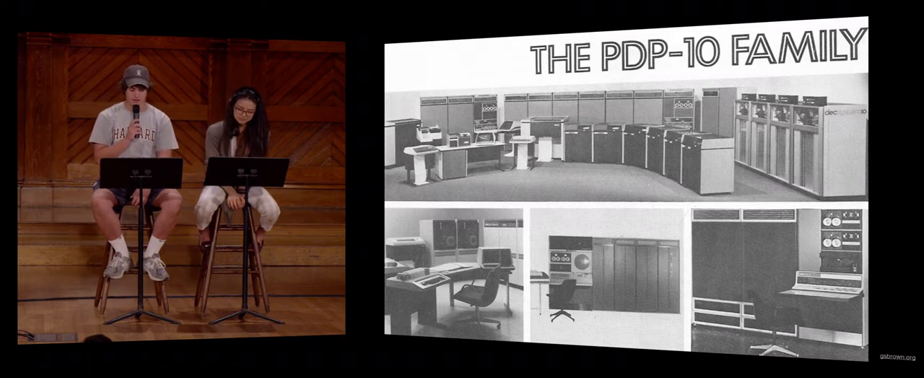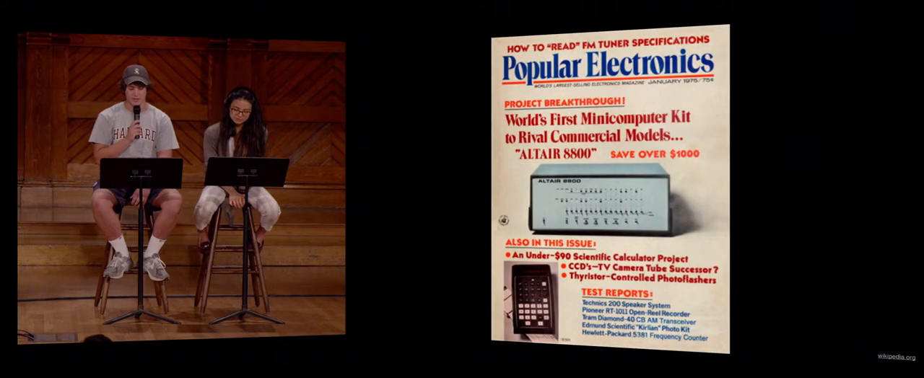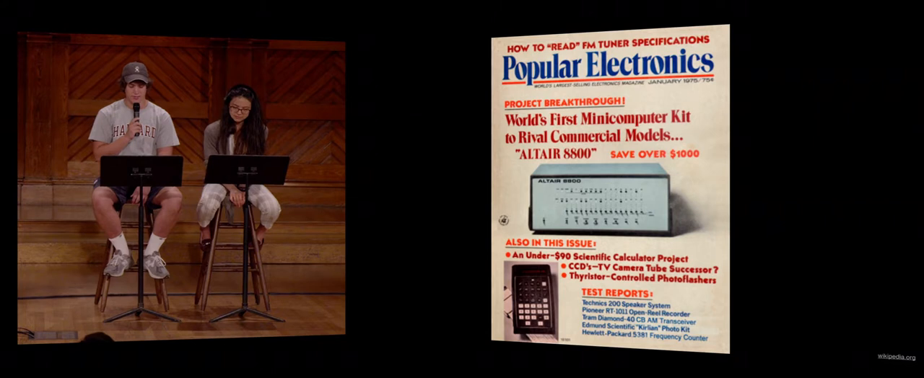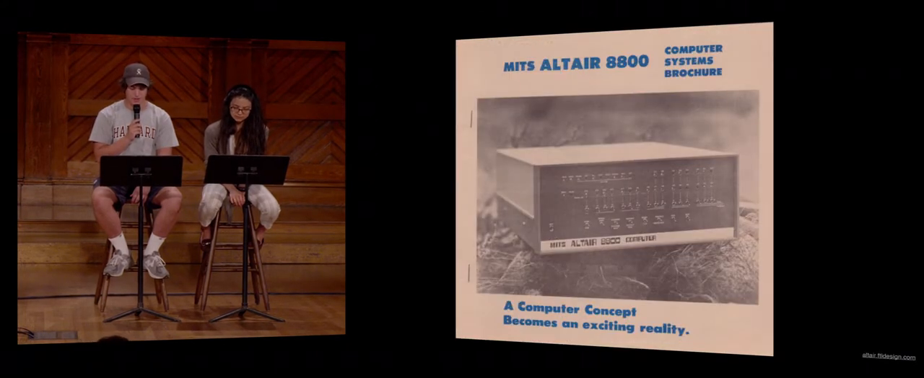That day, crossing Harvard Square, Allen spotted the January 1975 issue of Popular Electronics, with the earth-stopping headline, "World's First Mini-Computer Kit to Rival Commercial Models." Beneath the headline was a picture of a small box adorned with lights and switches. It was called the MITS Altair 8800, and Allen knew this was what he had been looking for.